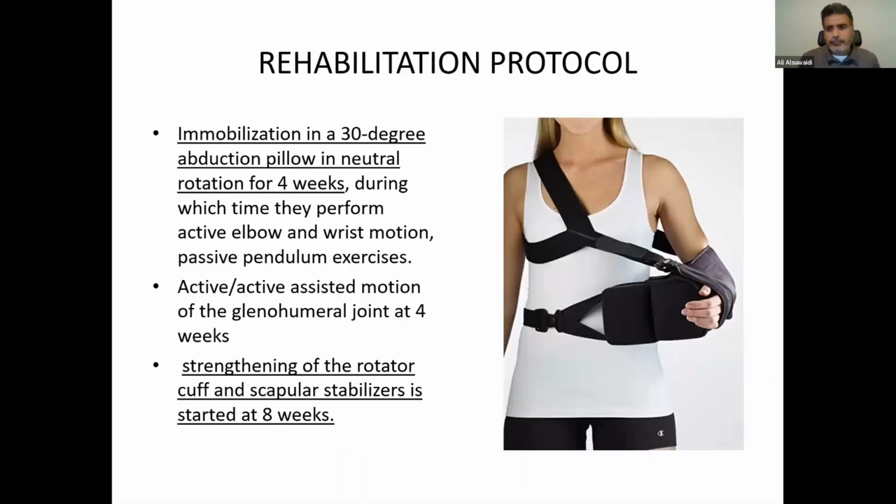Rehabilitation, this is the way I use it. I put the patient in abduction in neutral, and I'll keep it there, neutral to 30 degrees, neutral to 15 degrees of external rotation. I'll keep them for about 4 weeks. After that, we start range of motion exercises, and I don't start strengthening until about 8 weeks.